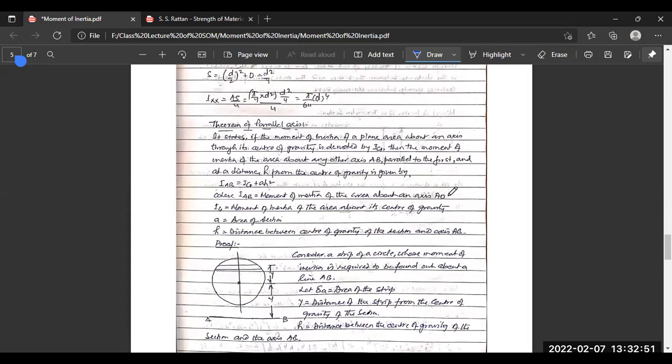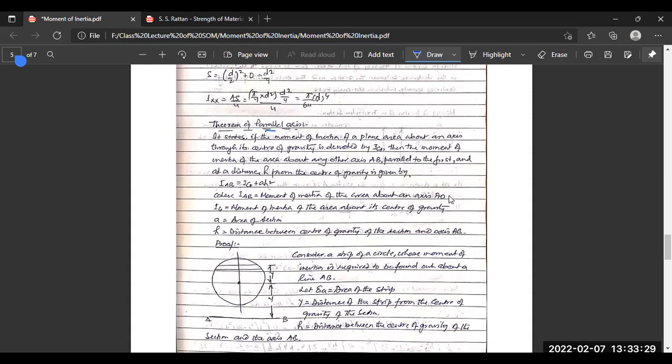Next comes the theorem of parallel axis. It states that the moment of inertia of a plane area about an axis through the CG is denoted by IG. Then the moment of inertia of the area about any other axis AB parallel to the first axis, at a distance h from the center of gravity, is given by IG plus A into h square. So what is given here?